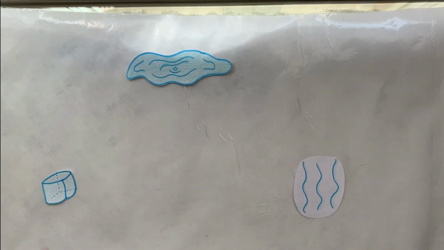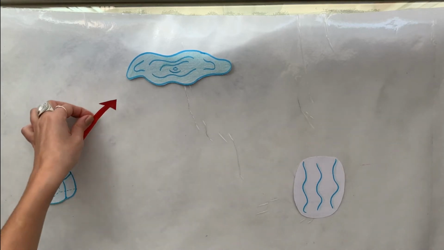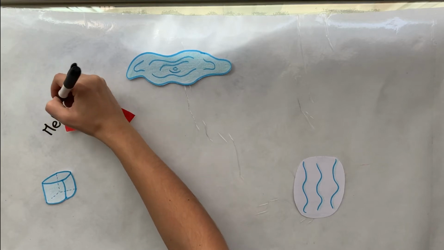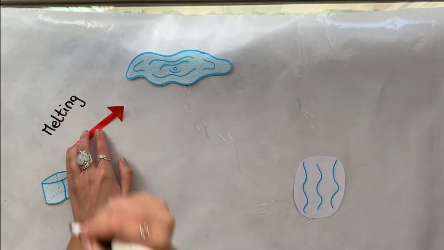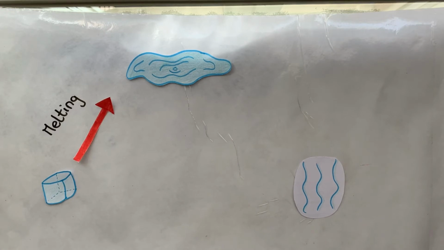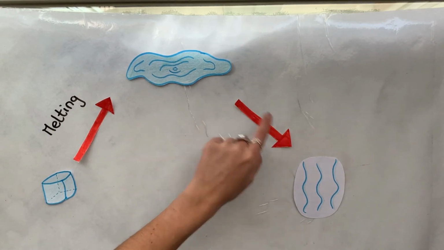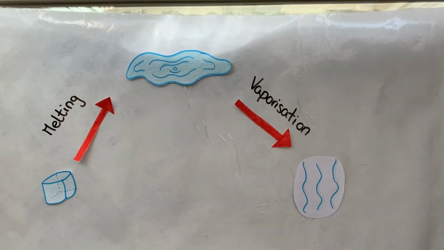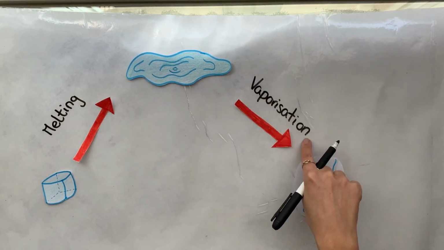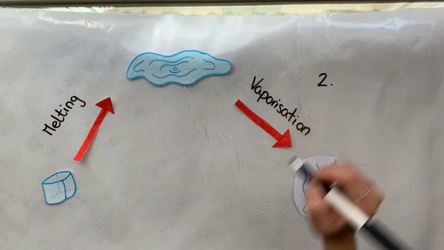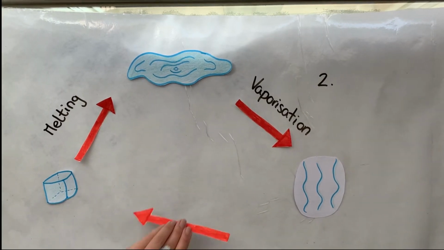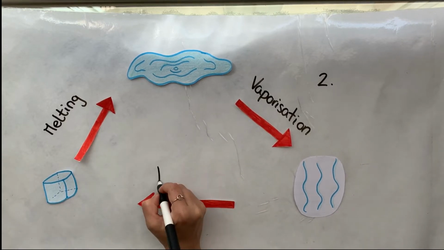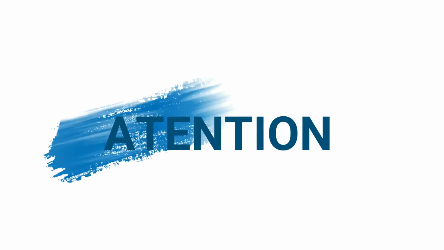If we heat solid to liquid, this process is called melting. If we heat again liquid to gas, this process is called vaporization. Later, we are going to see that vaporization has two different processes. And finally, if we really heat gas to solid, this process is called deposition.